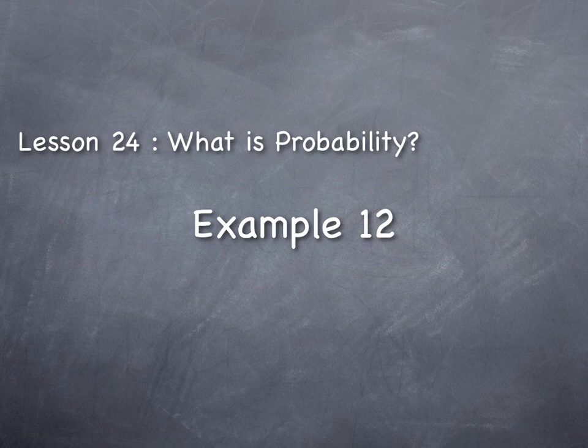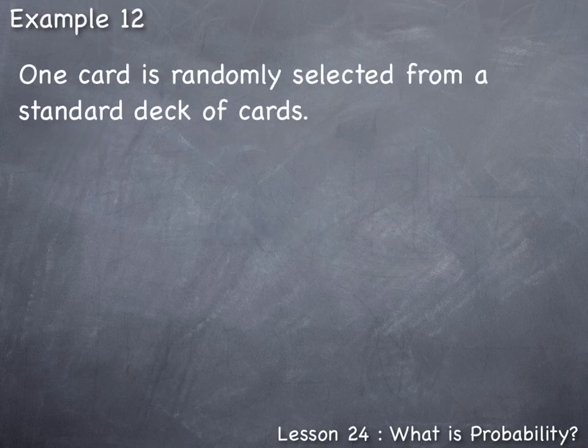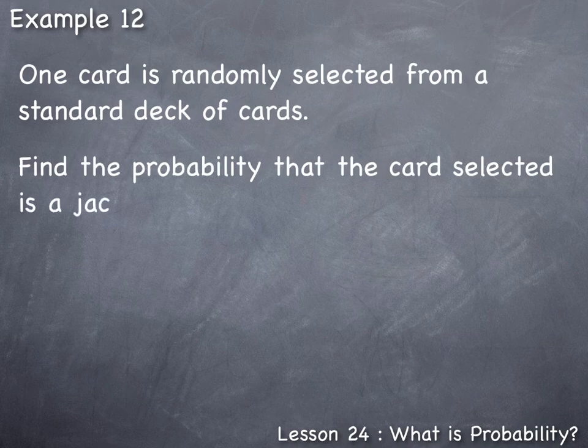Lesson 24. What is probability? Example 12. One card is randomly selected from a standard deck of cards. Find the probability that the card selected is a jack, given it is black.